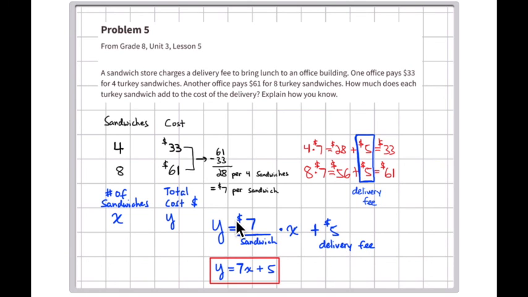This is the way that whoever charges you for the cost of the sandwiches, they're going to look at how many sandwiches you purchase. Let's say you purchase 10 sandwiches. They're going to multiply that times 7. So they're going to tell you it's $70. Oh, but the delivery fee is $5. So that's going to cost you a total of $75. So y is equal to 7x, $7 per sandwich, times the number of sandwiches plus this $5 delivery fee. So this is the equation for this relationship up here, which is not proportional, by the way. Just this beginning part is proportional, but then you have to add that $5.